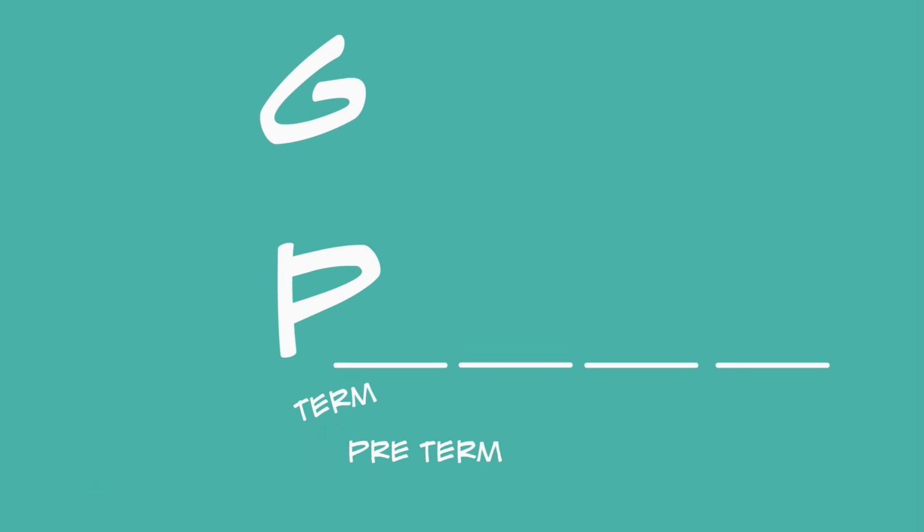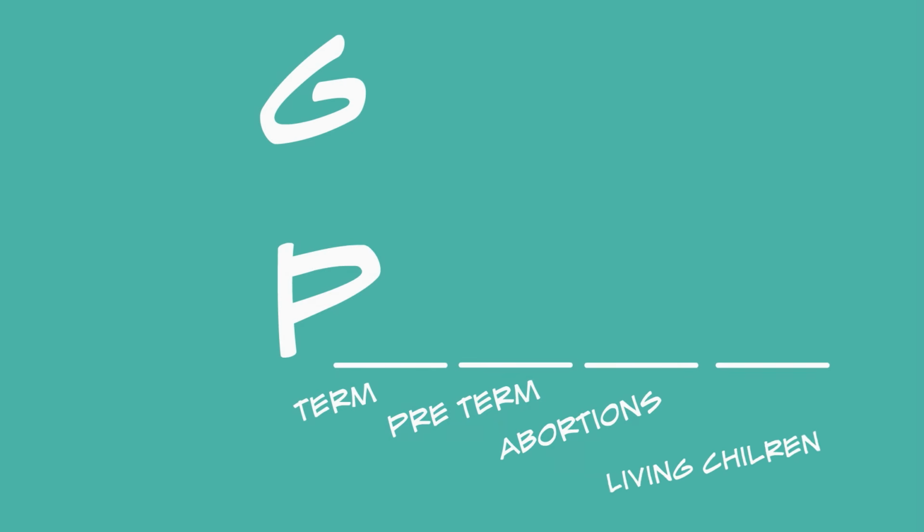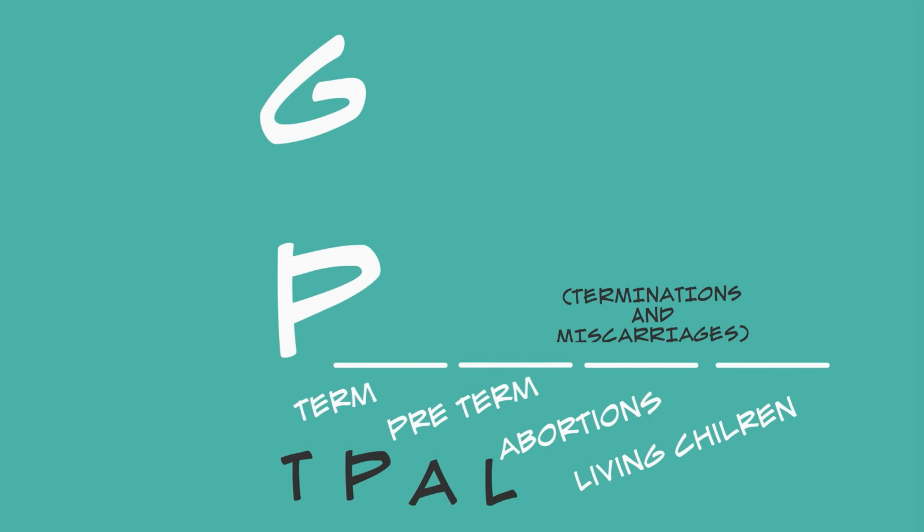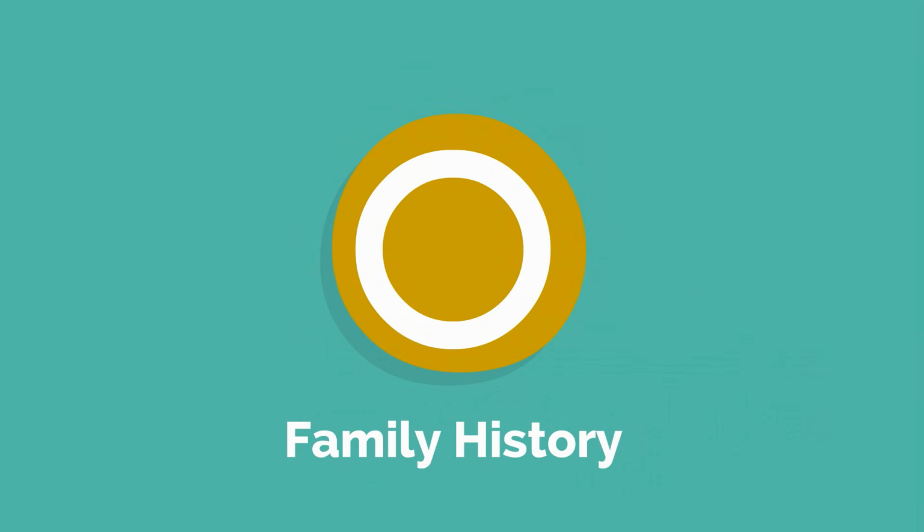The parity can be further described as the number of full-term, preterm, abortions, and living children. The acronym TPAL can be useful for remembering these different aspects. Of note, abortions refers to both terminations and miscarriages. Next, we'll move on to family history.